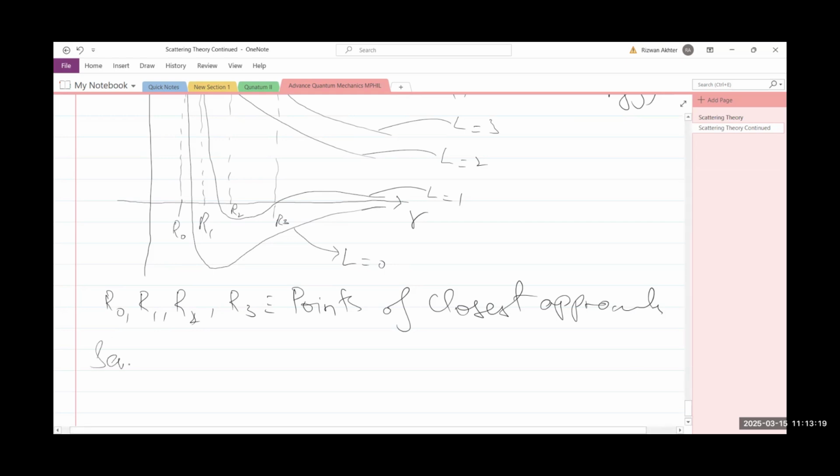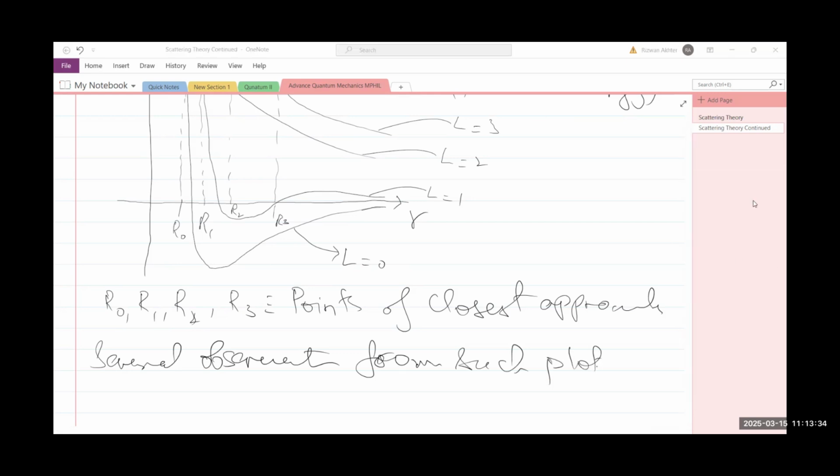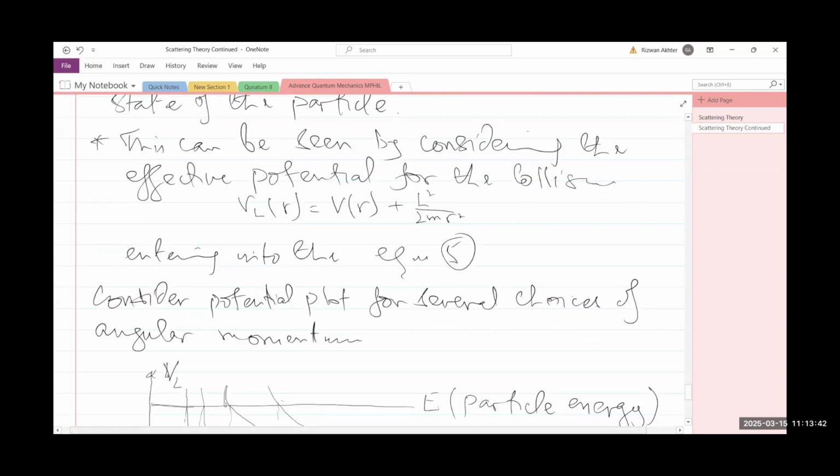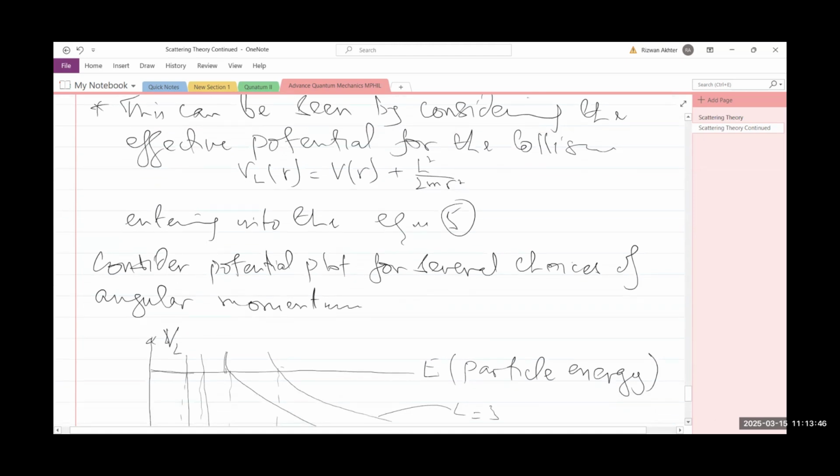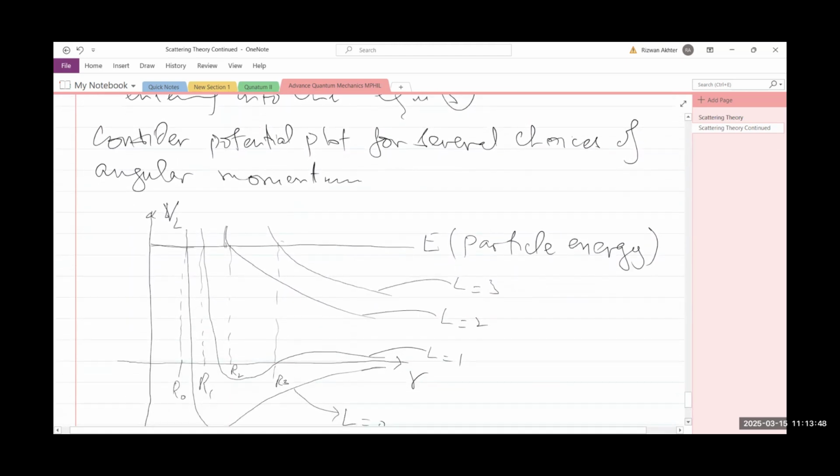Several observations from such a plot. And what are those observations? So let's say we start for a given particle energy. Given particle energy meaning we have some particle with a specific energy. Let's say we start with some specific energy of the incoming particle.